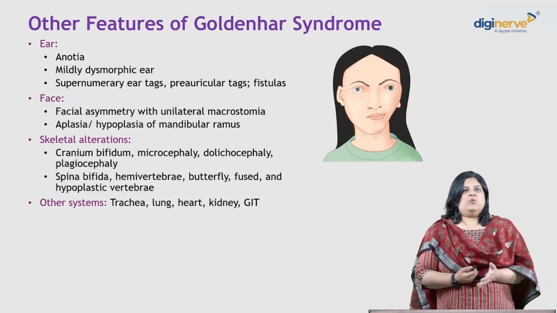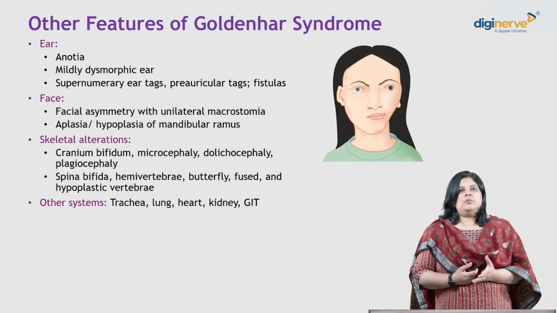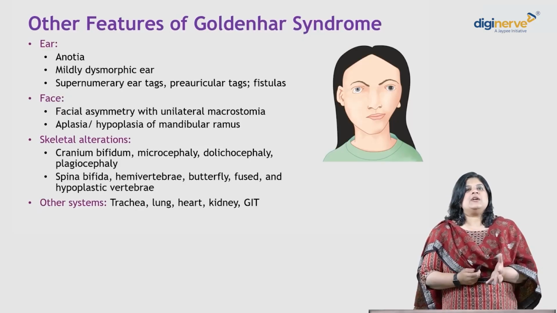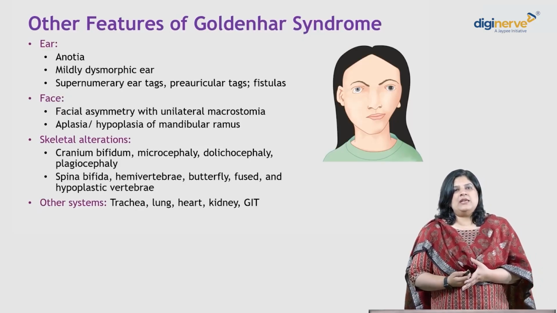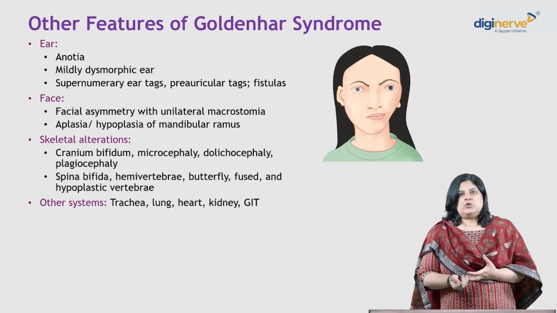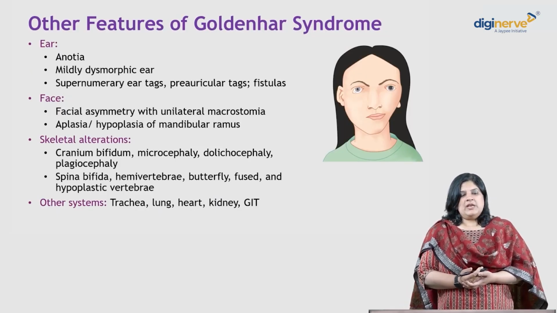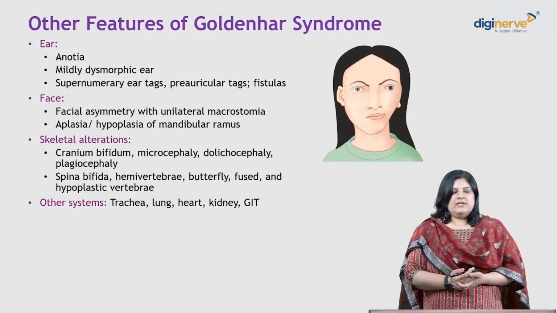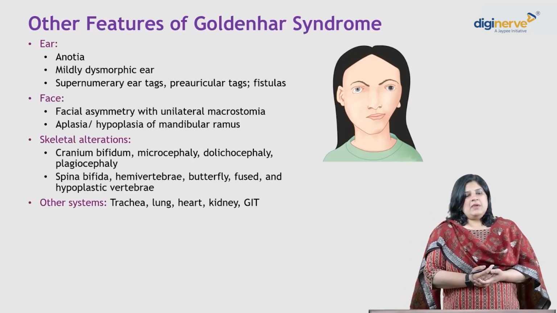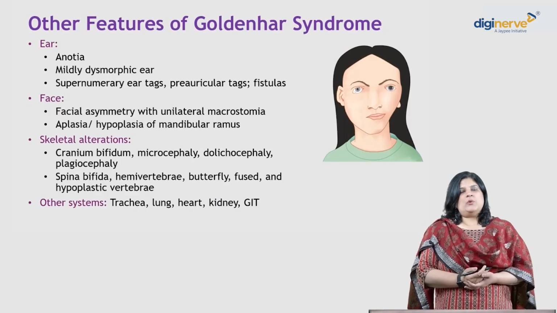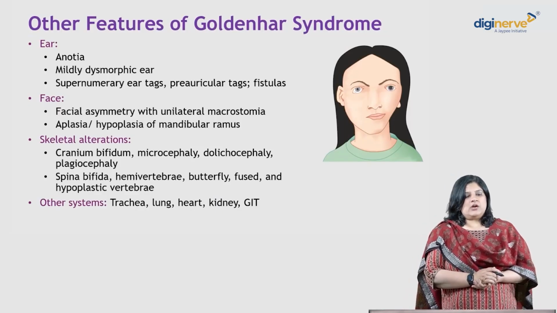Now, since it involves other areas of the body, this question can actually come as a systemic abnormality. So even as an ENT issue, you can also have this question. So in the ear, the patients will have mildly dysmorphic ears. They'll have anotia. They may have supernumerary ear tags or preauricular tags, as I've already talked about.